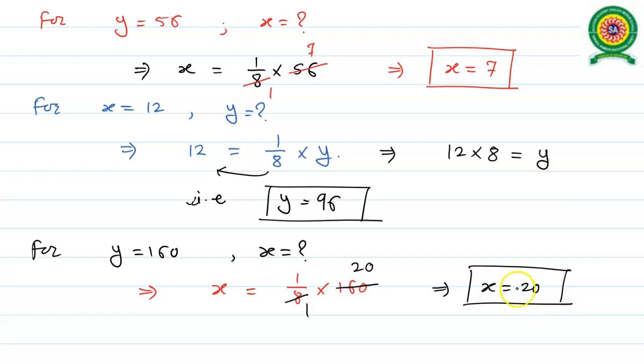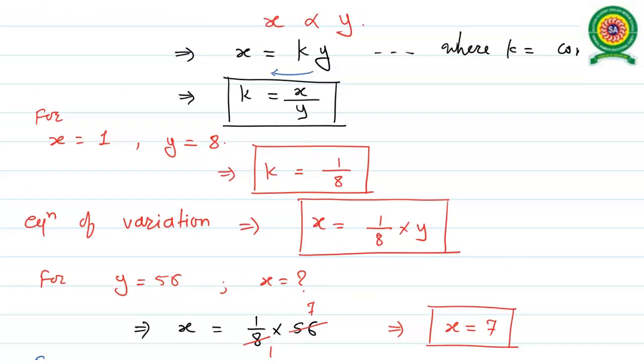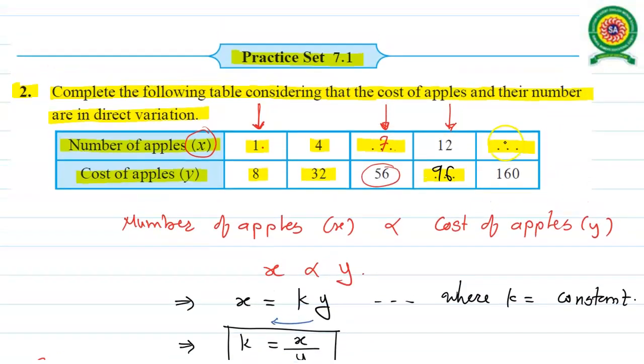That means the cost of 20 apples is 160. So I am filling in the table now. The value of x is 20, then the value of y is 160. And if the value of y is 160, then the value of x is 20.